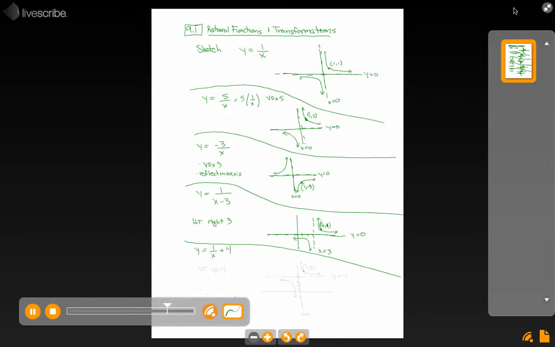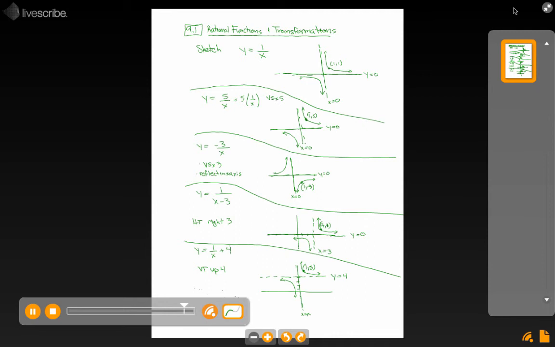Now this one here, we're going to move vertically up 4 units. So again, a review of transformations. Our vertical asymptote won't change this time, it remains at x equals 0, but our horizontal asymptote, 1, 2, 3, 4, is now at y equals 4. And we have ourselves a graph that looks something like that, the same shape as the original. Now this point, (1, 1), becomes (1, 5).